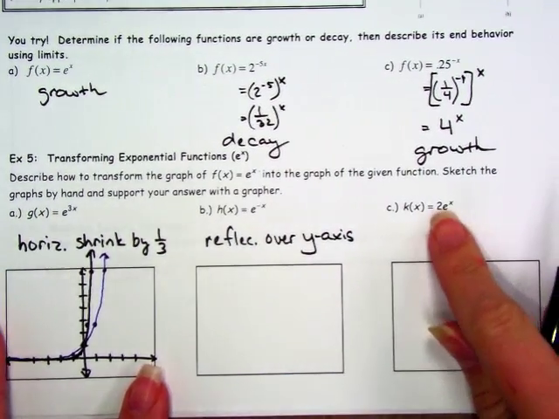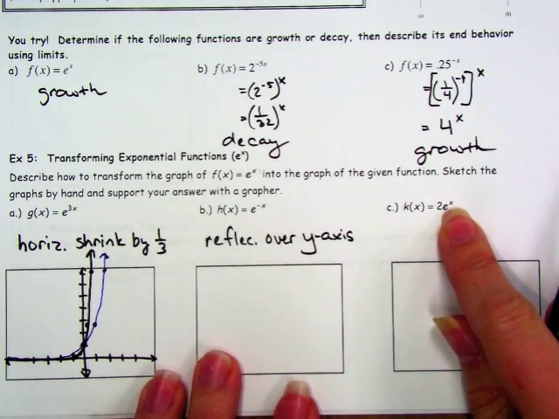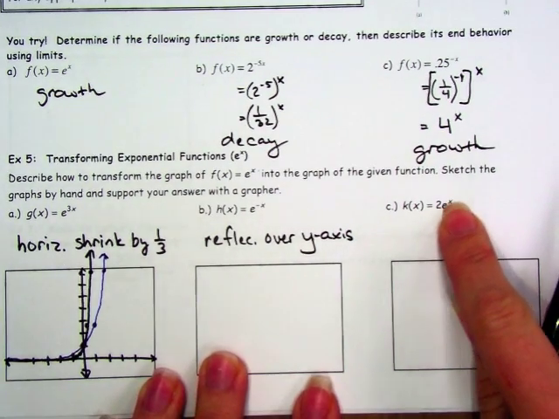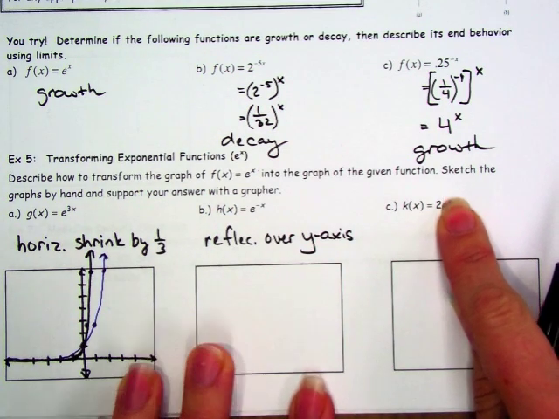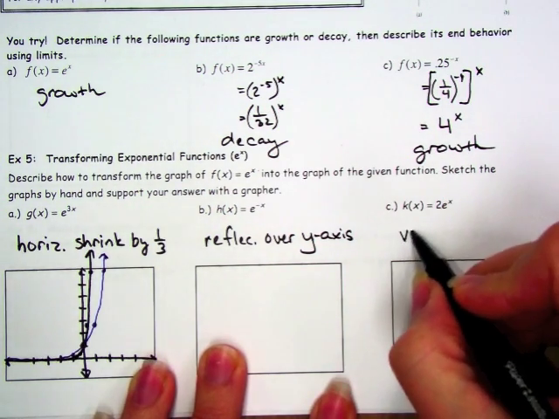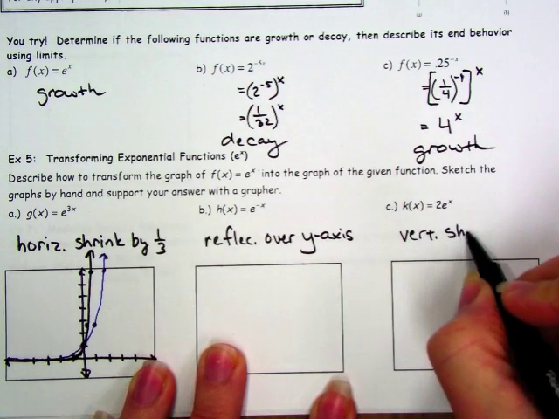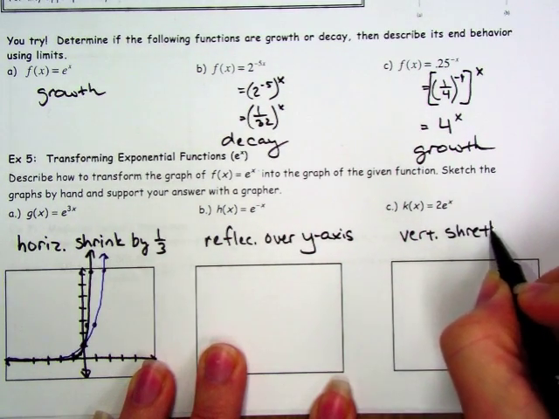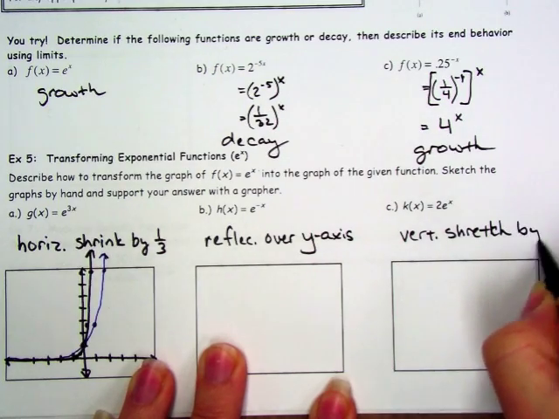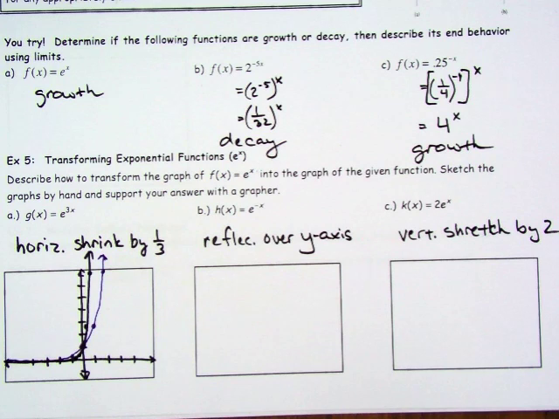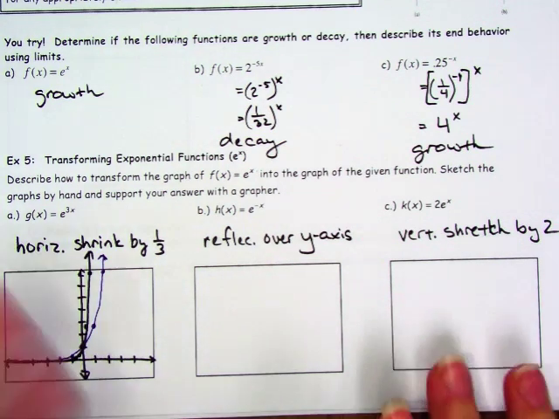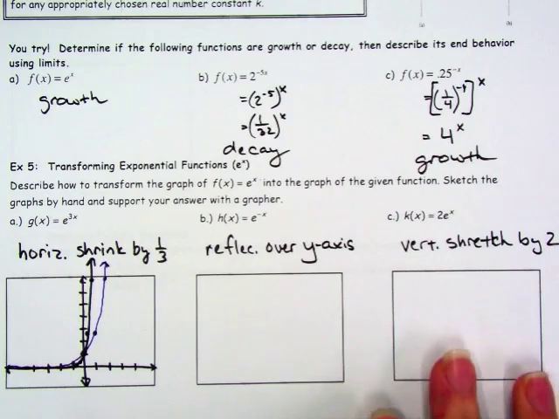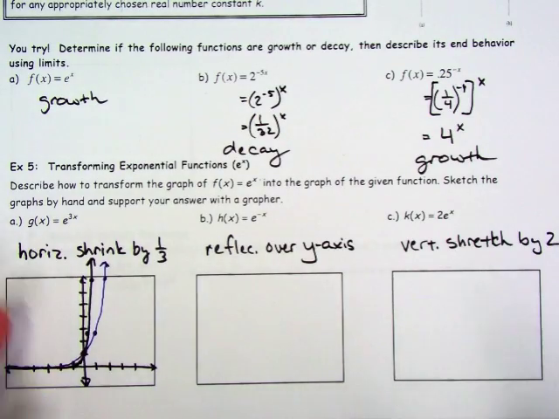Okay, and here we have 2 times e to the x. Multiplied to the whole e to the x function, so it's applied to the whole function, so it's vertical. We have a vertical stretch by 2. Okay, not much different than what we saw when we did our translations with 3 to the x. All right, let's continue on.